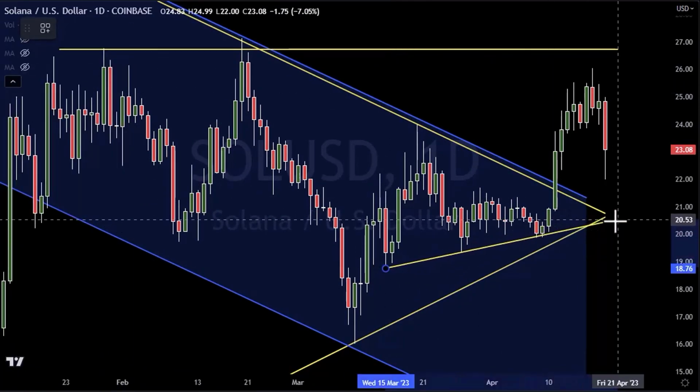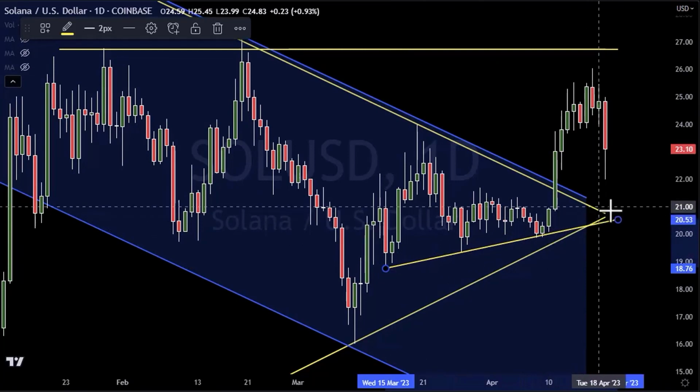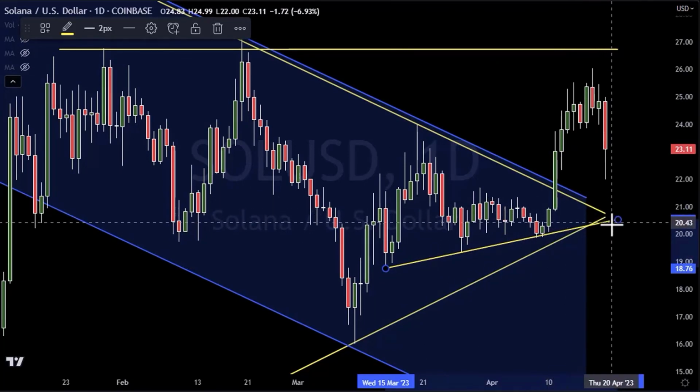I also see this line here. Look at that line, right at that same area. So there's lots of levels right here around 2075, 2050 on Solana. Watch that level, guys. Again, valid if we fall straight into it.